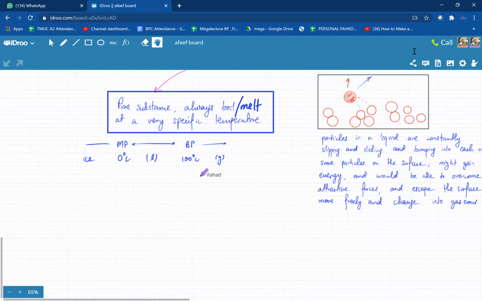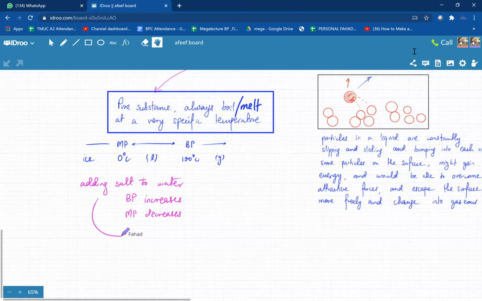And you also need to remember that if you add salt to water, the boiling point increases and the melting point decreases, which basically means it becomes a lot easier to melt it and kind of difficult to actually boil it. So melting happens much easier.